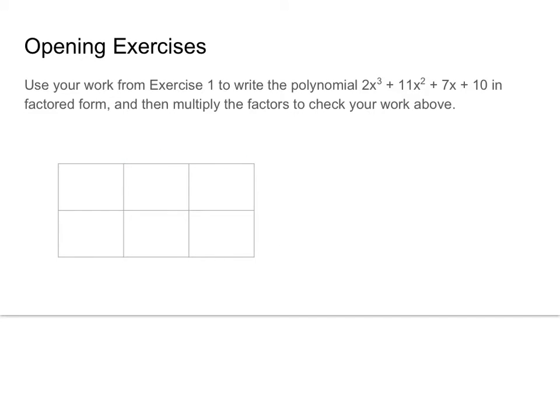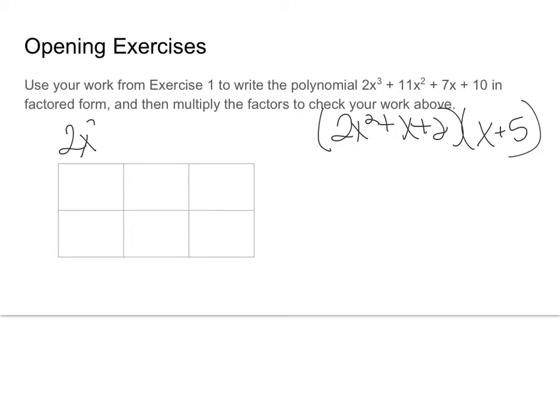So, use your work from exercise 1 to write the polynomial 2x cubed plus 11x squared plus 7x plus 10 in factored form, and then multiply the factors to check your work above. Okay, that just means we're doing the backwards thing again. Factored form is just 2x squared plus x plus 2 times x plus 5. So that's factored form, so we're really just doing the reverse of what we just completed. Okay, doing some multiplication.